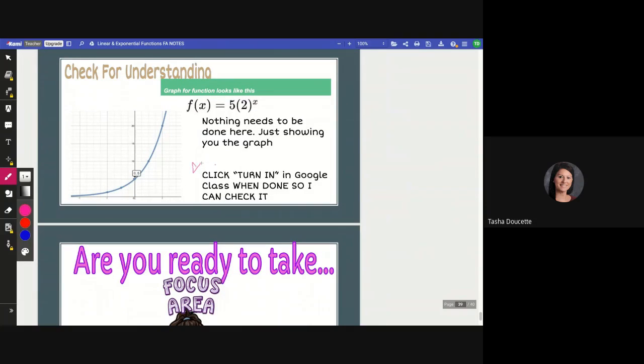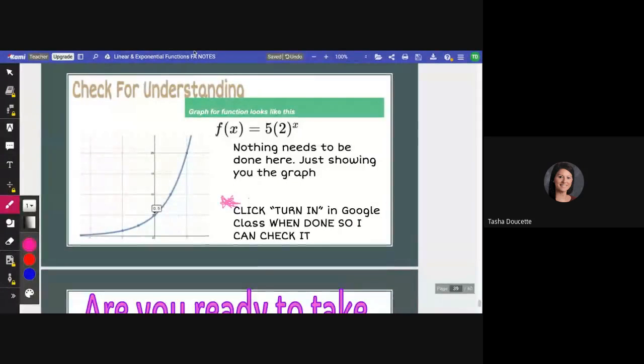When you are done, click turn in on Google Classroom so I can check this and see if you're ready to take the focus area. And then we can go over, if not, things that you are struggling with. If you have any questions, please reach out. You know that you can always message me on Remind if you have any questions, and I'll get back to you with how to solve those problems.